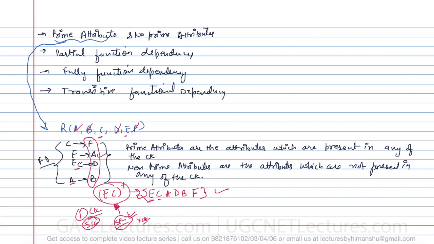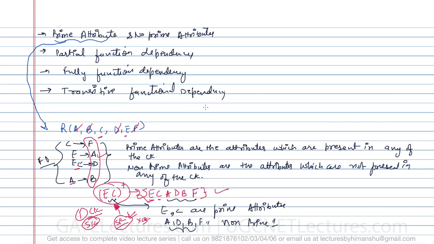There is only one candidate key, and the attributes present in this candidate key are E and C. So E and C are prime attributes. All the other attributes which are not prime are non-prime attributes. For example, apart from E and C, we have A, D, B, and F as non-prime attributes. Non-prime means these are the attributes which are not present in any of the candidate keys of this given relation. Now you understand what a prime attribute and a non-prime attribute are.